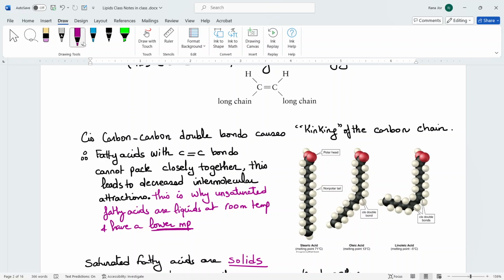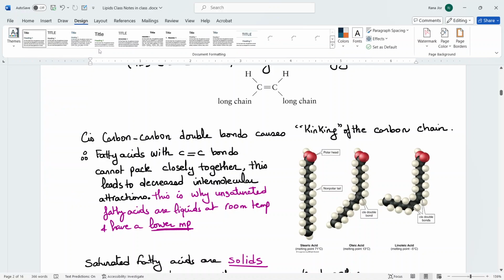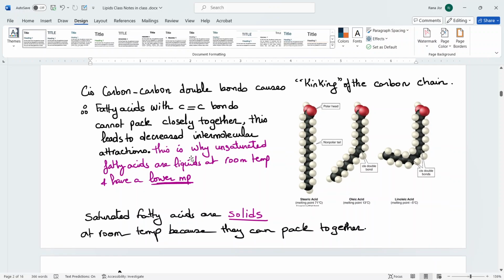So the rule says that as I increase the number of double bonds in the fatty acid structure, the melting point is going to decrease. So more carbon double bond carbon, more alkenes in the fatty acid structure, the melting point will decrease.